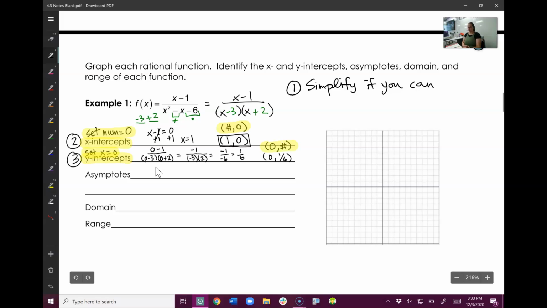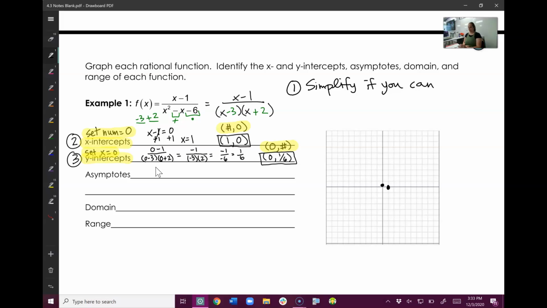Now, before I move on, as we do each of these, we should also be graphing them. So I'm going to take these 2 coordinate points. I have 1, 0. I'm going to graph that point there. And 0, 1/6, graph that point there.